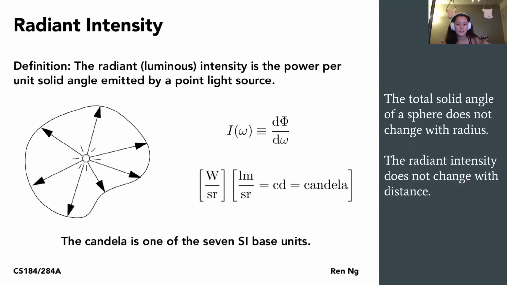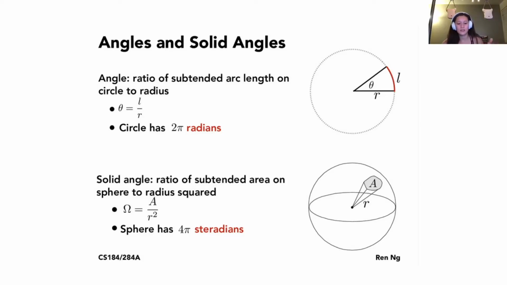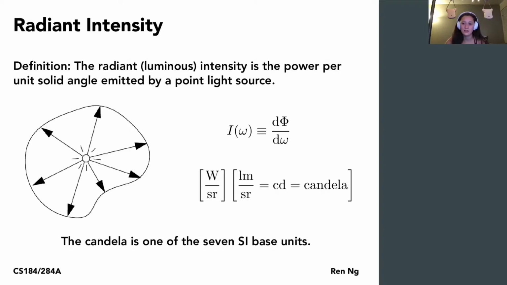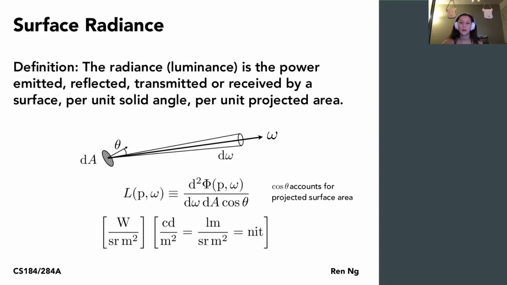Okay, the total solid angle does not change with radius. If we go back to our definition here, we know a sphere always has 4 pi steradians. So it doesn't change, and therefore our radiant intensity is also not going to change with distance. None of these units are going to change with distance. Our power doesn't change with distance, neither do our steradians.